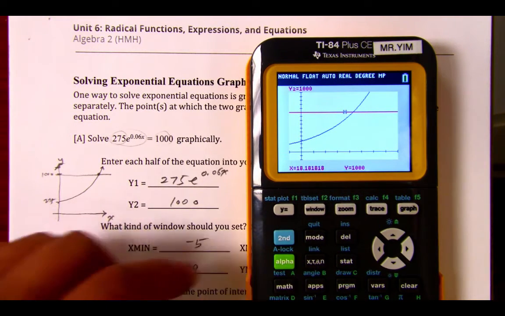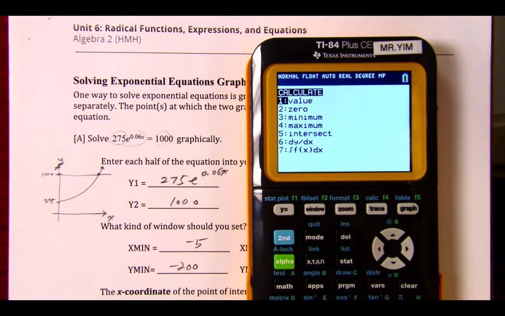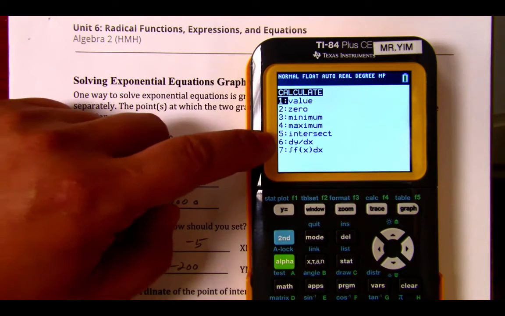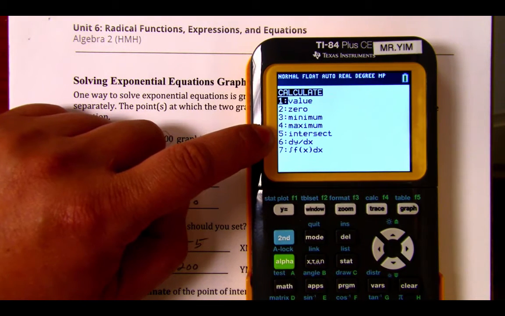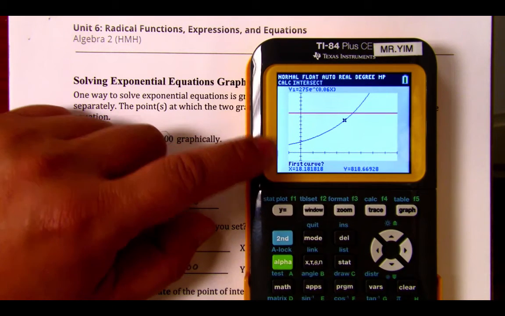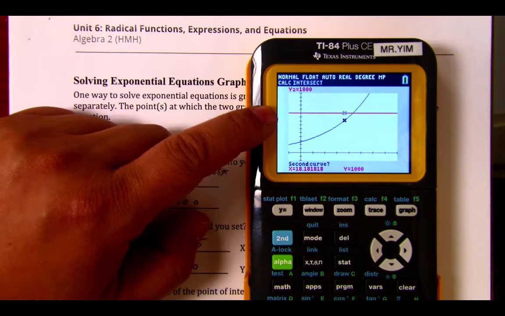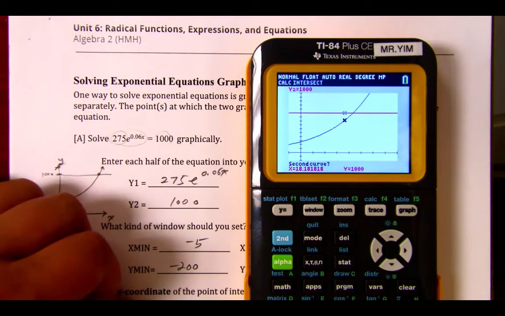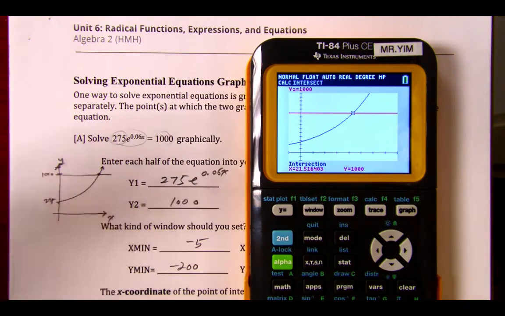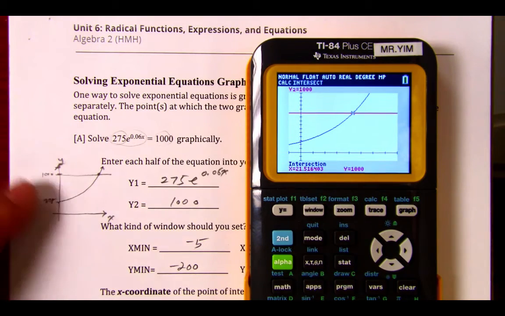To calculate the intersection, press second calc, and then press intersect, number 5. It's asking you first curve. Is that one of the curves? Answer is yes. Press enter. Second curve, y2 is equal to 1,000. Yes. Press enter. And then it wants the intersection. I just pressed enter right away. It asks you to guess. I virtually never guess. Press enter. And most of the time it works fine.